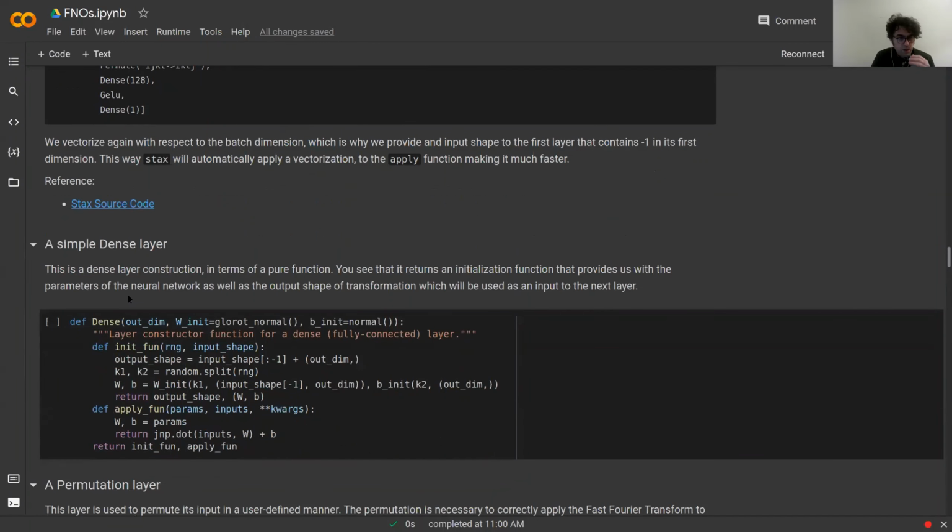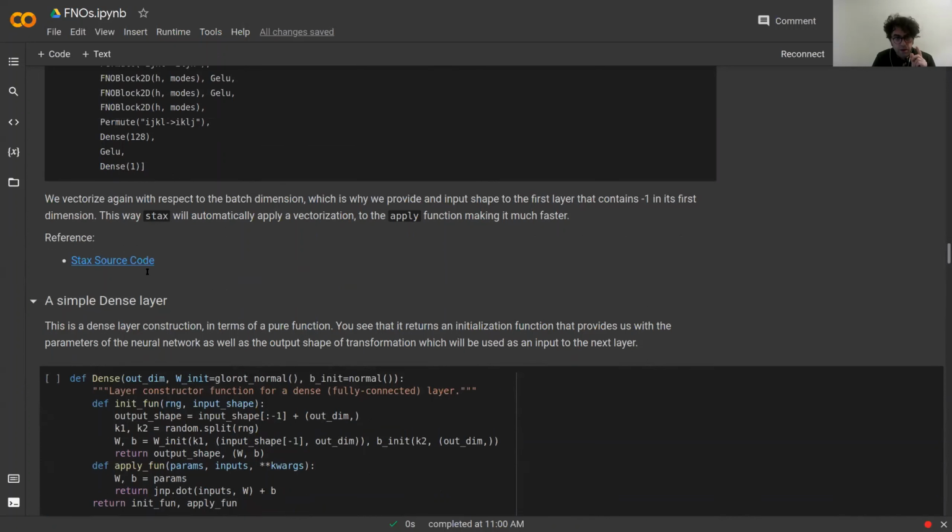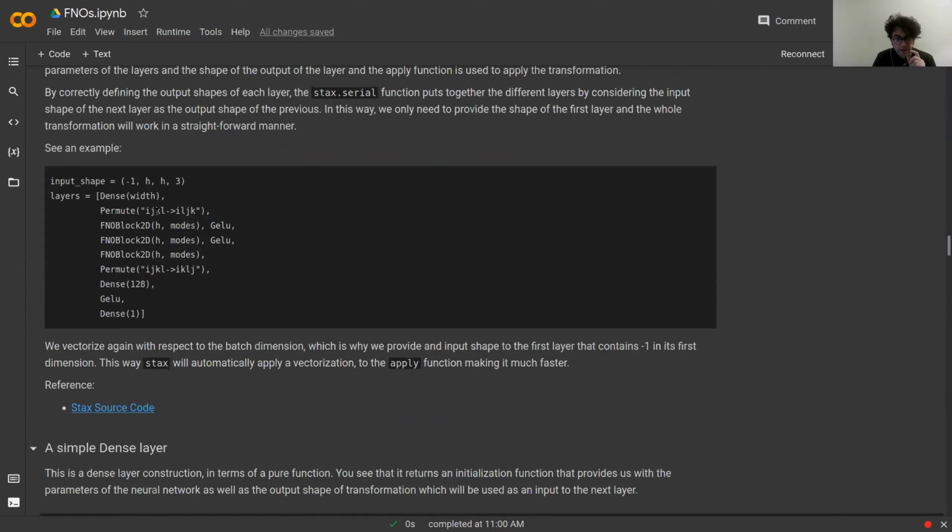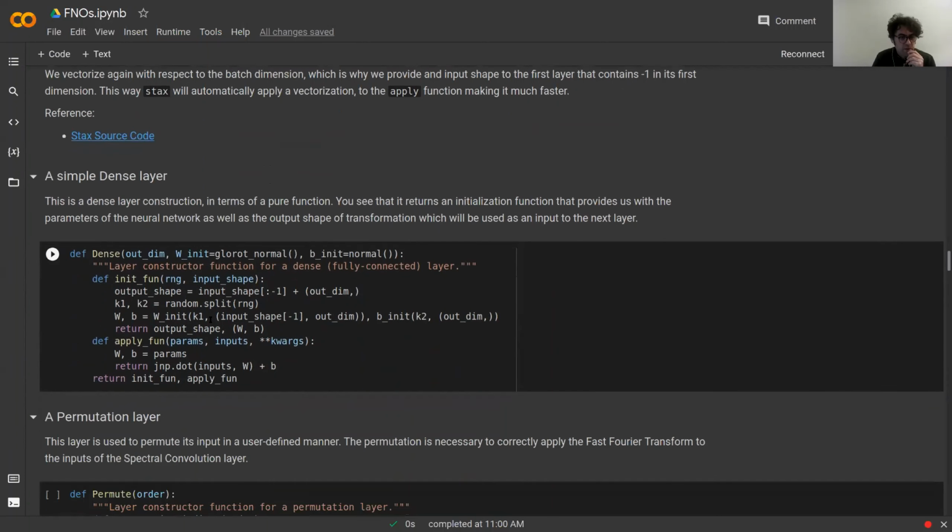Okay, so let's start by talking about the dense layer. Oh, something that I forgot. Again, another property that we would like to have is that we do not care about the batch dimension. So we would like to have -1 here, which means that you will vectorize over the batch dimension. Okay, so let's talk about the dense layer, which is a very simple implementation of a fully connected layer.